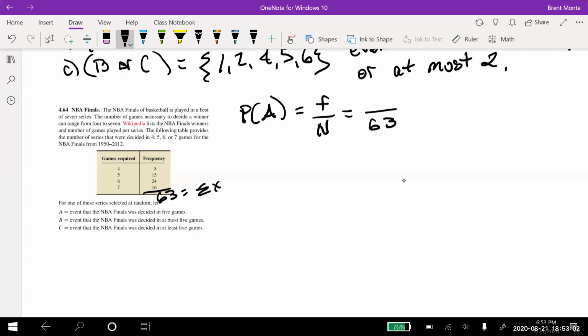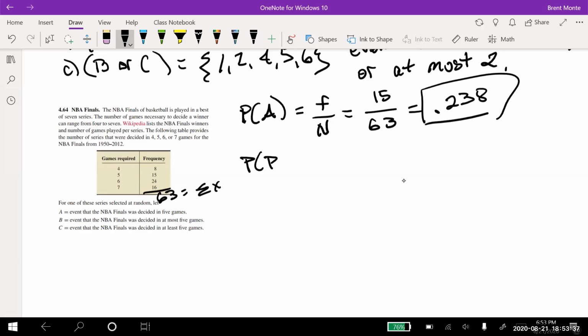Well, out of those 63, the ones that were decided in 5 games were 15 of them. And I do know 3 goes into both of those. Rather than reducing this, I'm just going to plug it in my calculator. So 15 divided by 63, and it's about 0.238. I like 3 decimals. When I round off any of these, I need to round off because if I change that to a percentage, 23.8%. So personal preference, oftentimes the authors will do the same thing.